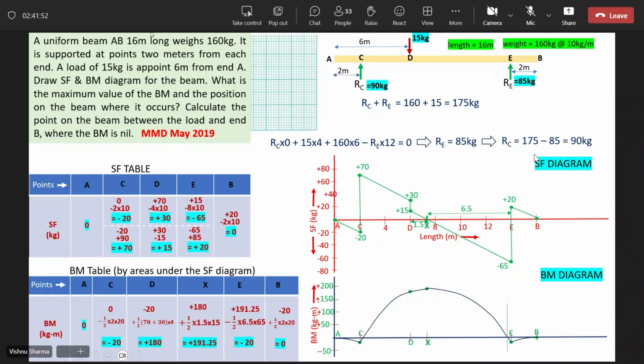I'll remove this if you're not able to see the question. Now, can you see the question now? Calculate the point on the beam between the load and the end B where the BM is nil. So BM is nil here after C also, and it's nil, 0 before E also. The question wants the location of this point to the left of E, right, beta? Am I right? Do you agree, class?